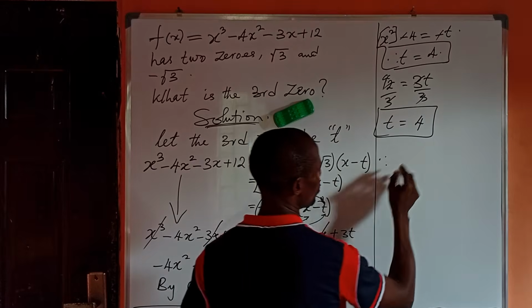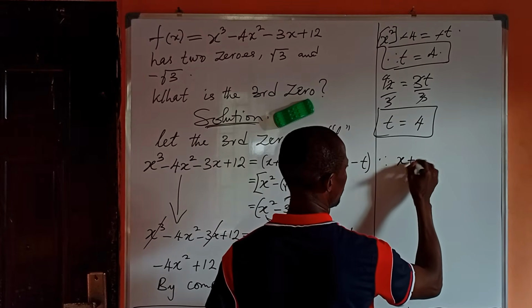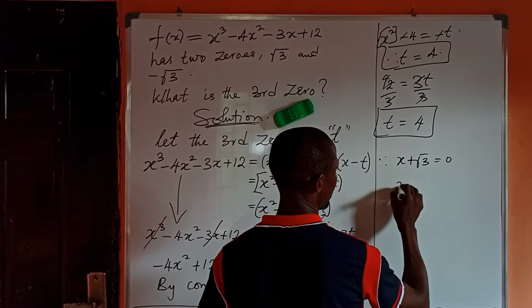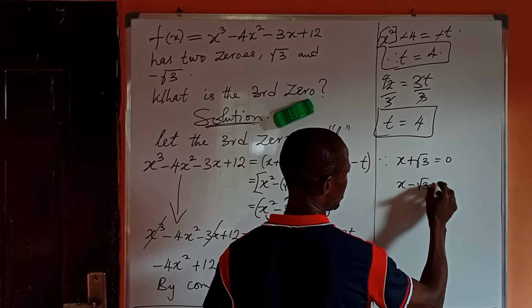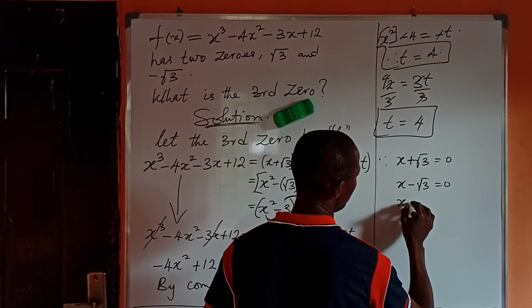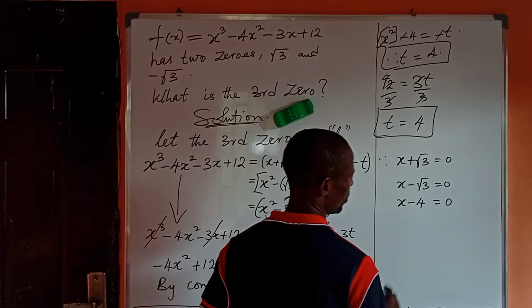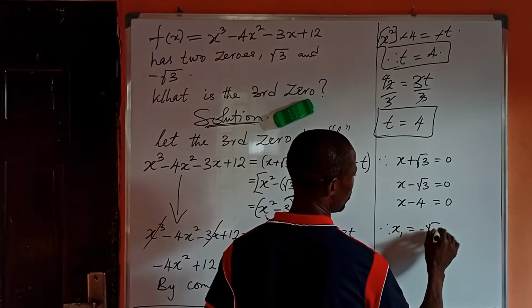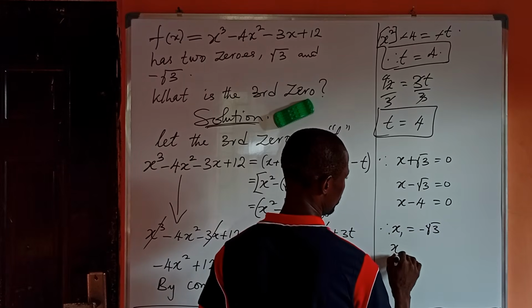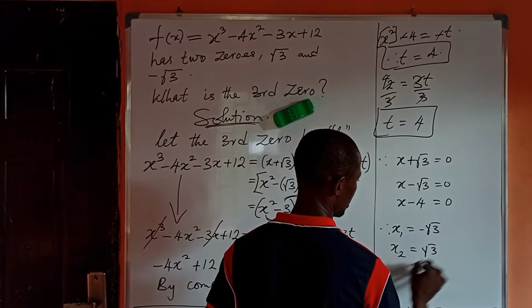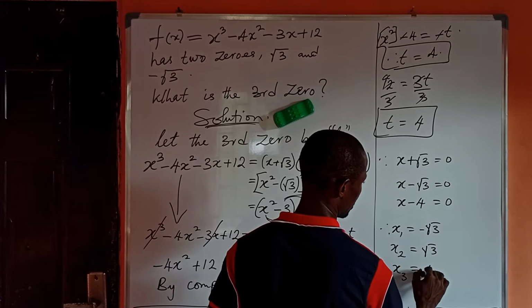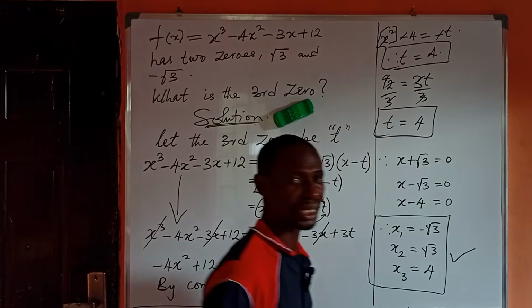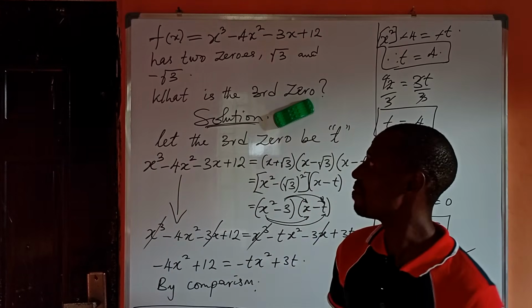So therefore, the 3 factors are x plus root 3 equal to 0, x minus root 3 equal to 0, and x minus 4 equal to 0. So we now have x1 equal to minus root 3, x2 equal to positive root 3, and x3 equal to positive 4. So these are the 3 roots that satisfy this function f of x.